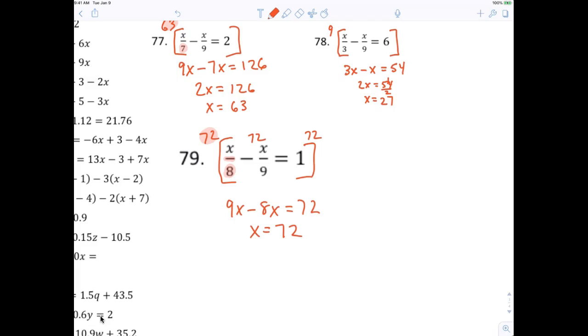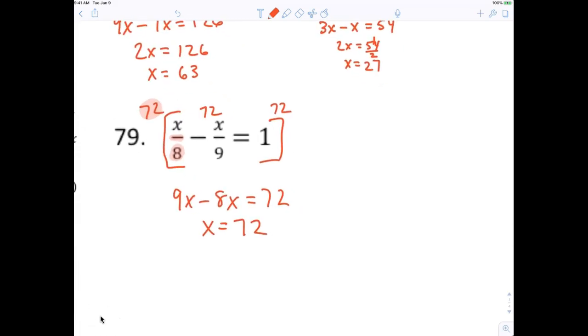Good for you. What's 9x minus 8x? Right? There you go. Diesel, tell me. How do you get... Because I multiplied each one of these by 72. Yes or no? What's 1 times 72? Oh, sorry. That's right. Good.